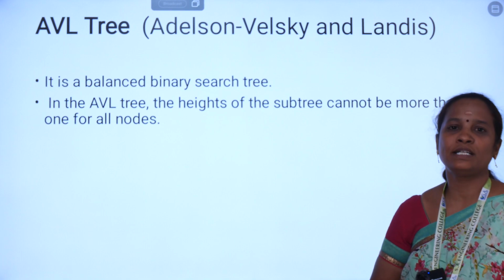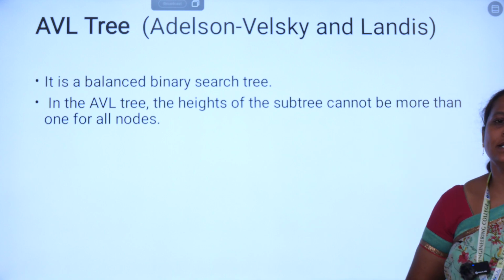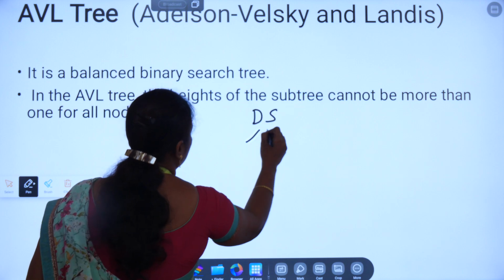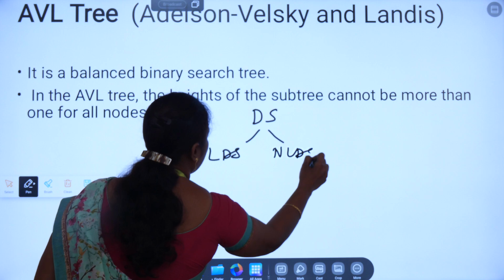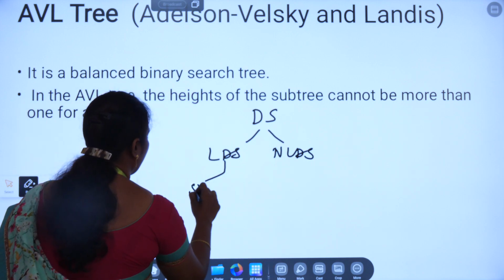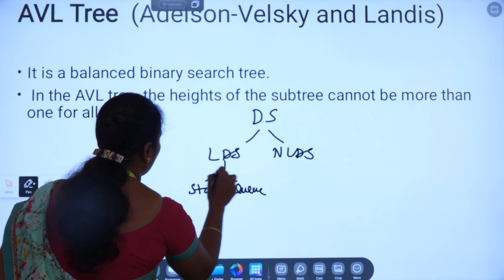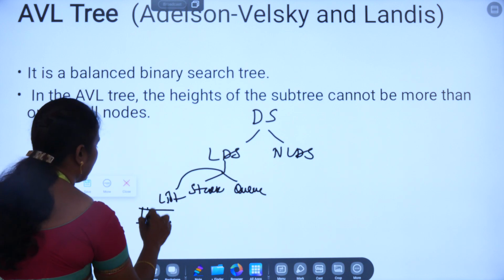We can organize the data in the computer using two types of data structures: linear data structures and non-linear data structures. Data structures can be classified into LDS and NLDS. In linear data structures, we organize the data in the form of stack, queue and list.